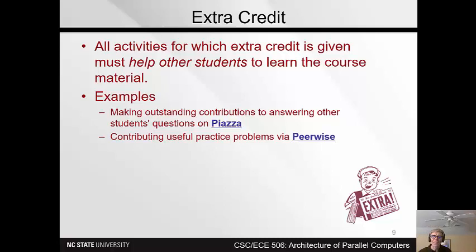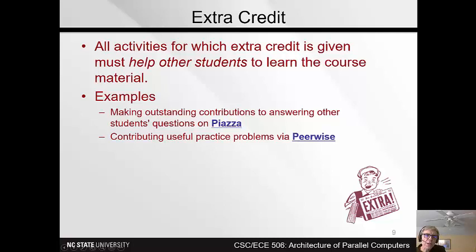Second is contributing useful practice problems via Peerwise. Peerwise is a system that was set up for students to devise sample test questions and give them to other students to work on. We'll set it up about a week before each of the exams so you can use it to study for them. Now it's totally voluntary. If you don't want the extra credit or don't need to study for the exam, you don't need to do it. But if you do it, you can earn extra credit for your contributions.